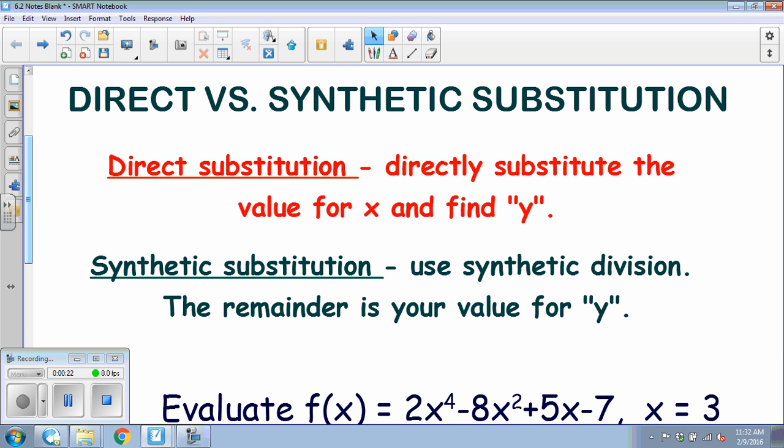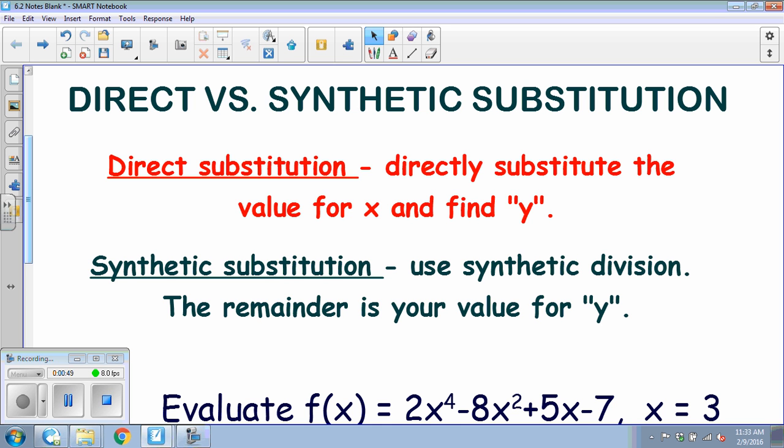Remember, when we do synthetic division, if we are testing the solution x equals 5, once we do all our synthetic division, our remainder is the y coordinate that goes with that x equals 5. So when x is 5, y is whatever the remainder is. And so we use that concept to evaluate that function, say at the point x equals whatever.